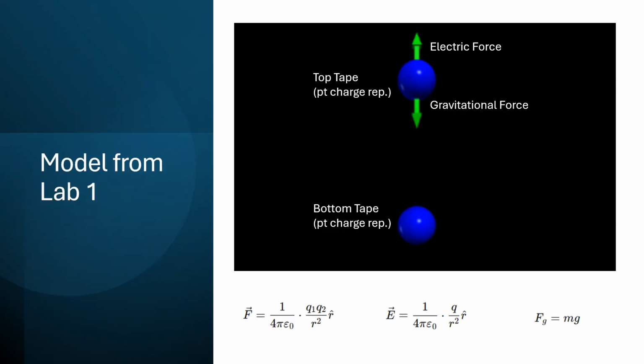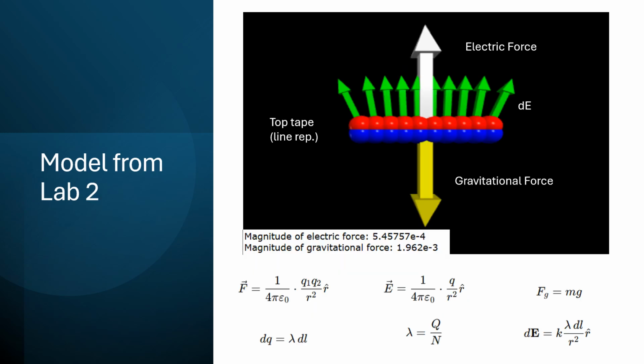This is the model from Lab 1 using force, the electric field, and gravity, where we balanced the electric force and the gravitational force. And then this is the model from Lab 2. So we modeled each charge as a line of charge, and we modeled it as a bunch of little pieces of charge dq, and then we sum them all up with an integral.